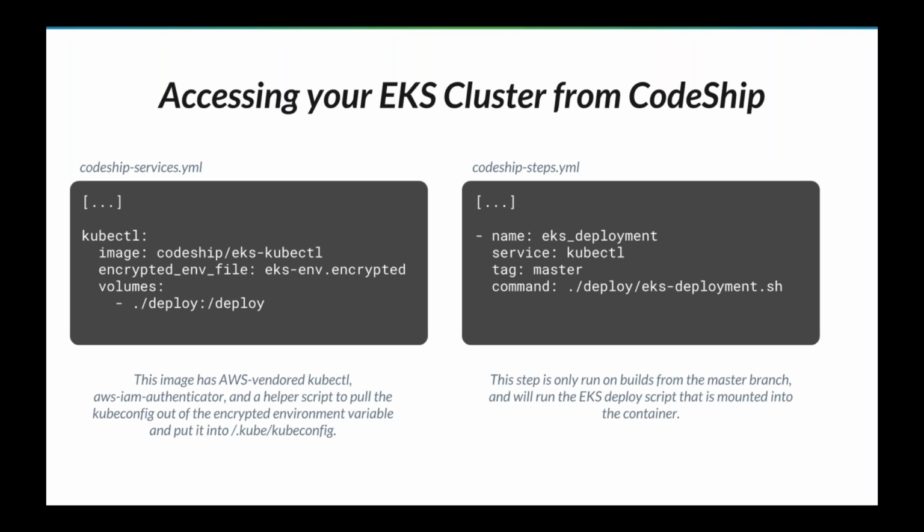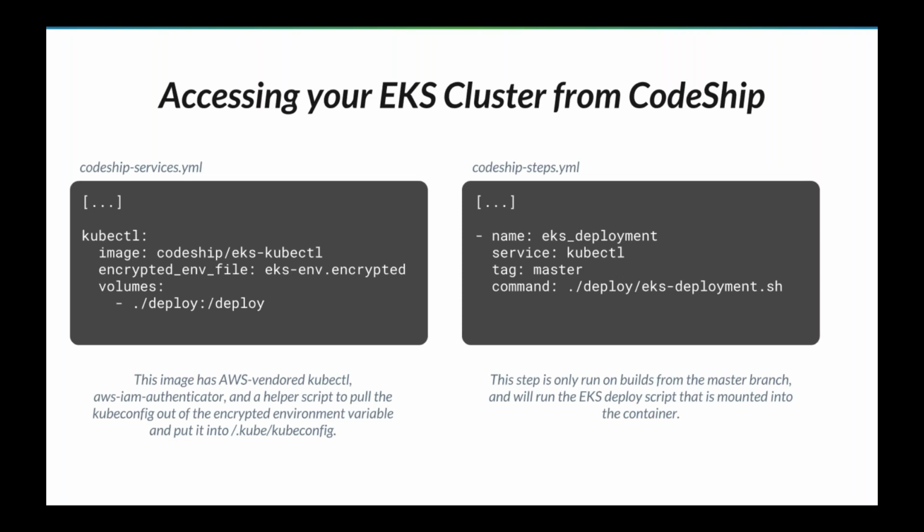CodeShip services.yaml is really similar to Docker compose.yaml. So if you're familiar with using containers for development, you can more or less copy and paste everything from your Docker compose file and put it into a CodeShip services file. There's a couple extra things like caching that isn't available in Docker compose, but it's easy enough to port over.